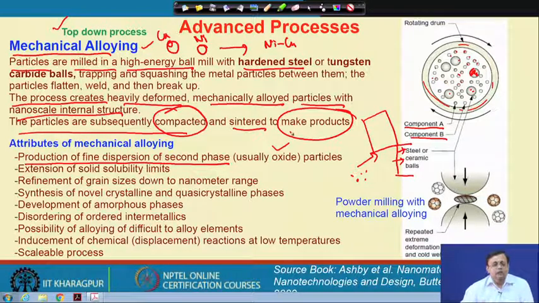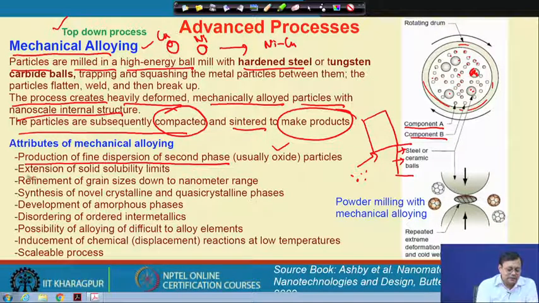Let us say we can also go for some oxide particles, where the oxide particles are mixed with some alloyed particles. Here this is like a physical mixing. So, the oxide is embedded in metallic alloyed powders.